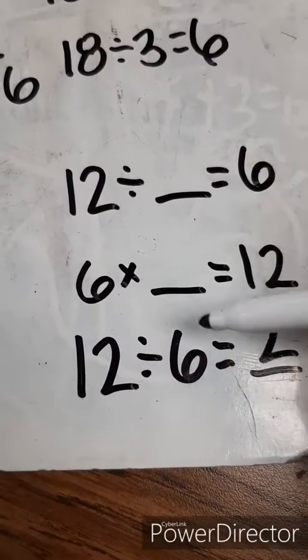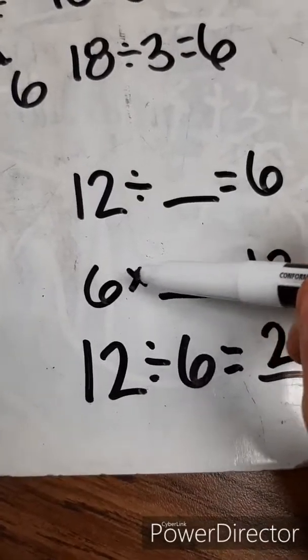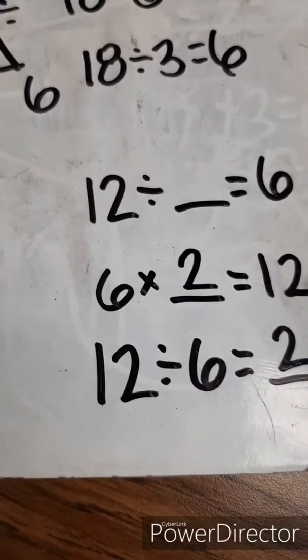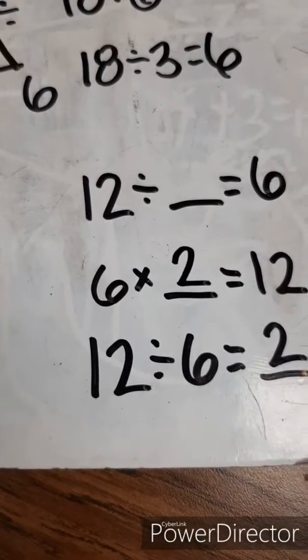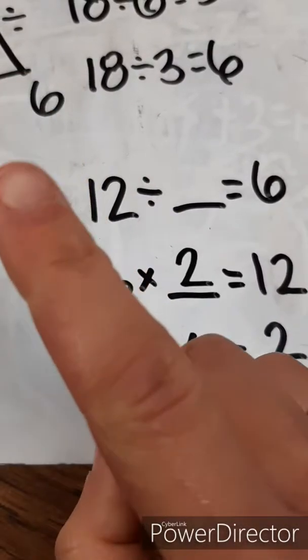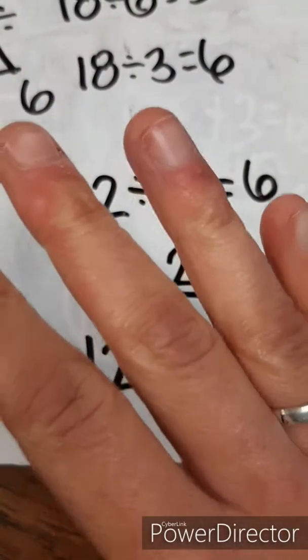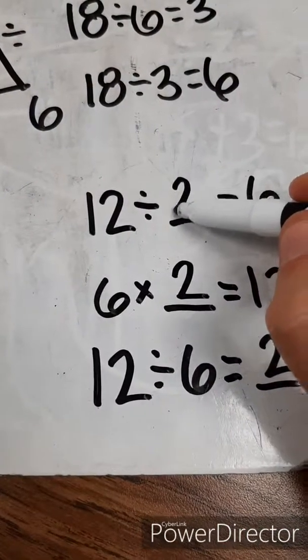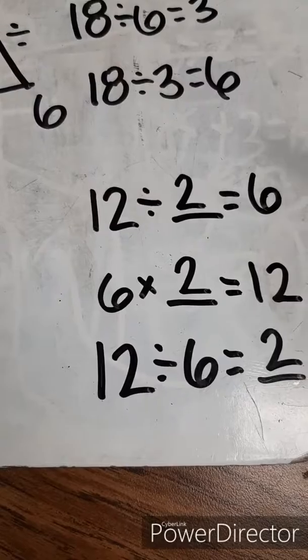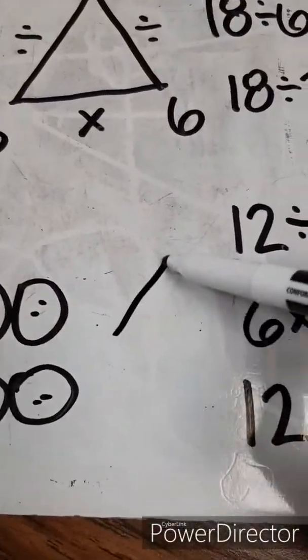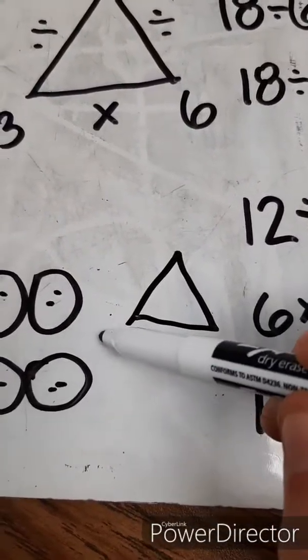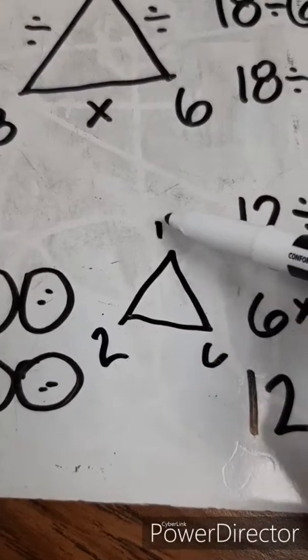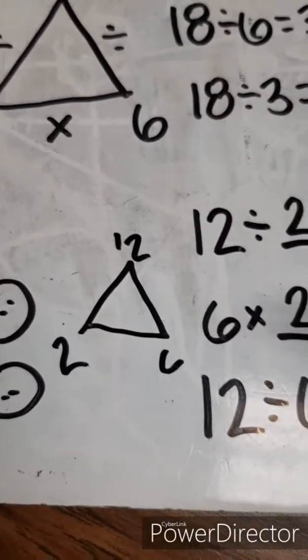So I'm going to check to see if those will work in my other spots. So 6 times 2 equals 12. I can check that by skip counting by 2s: 2, 4, 6, 8, 10, 12. Yep, that works. And then this one up here. And because they're fact families, I know that if I created my triangle, all of these would work together.